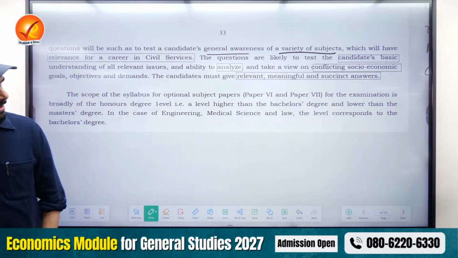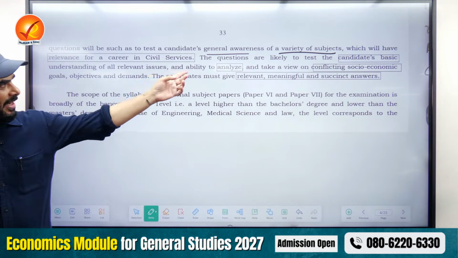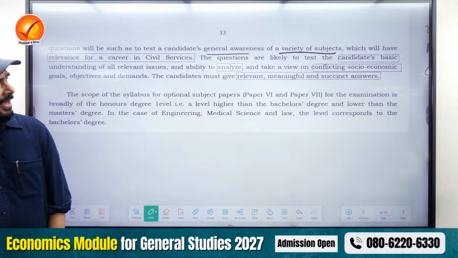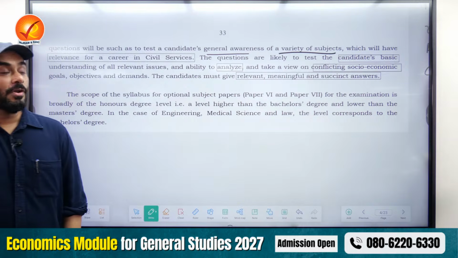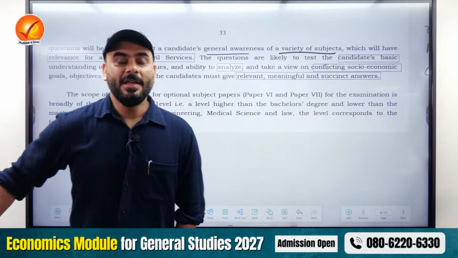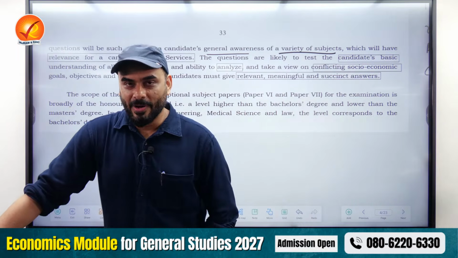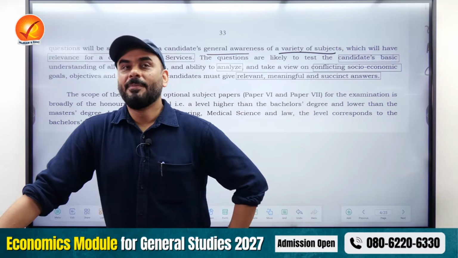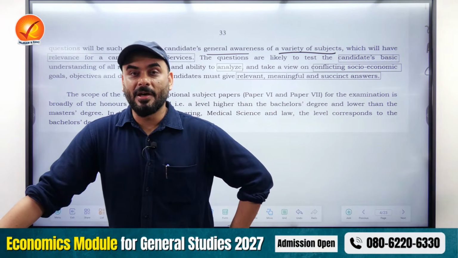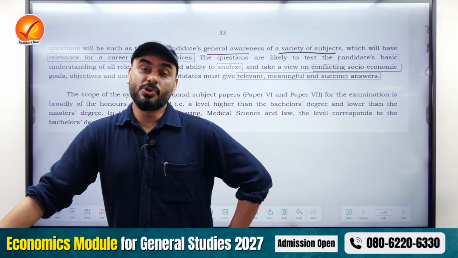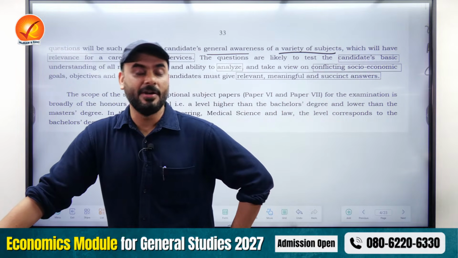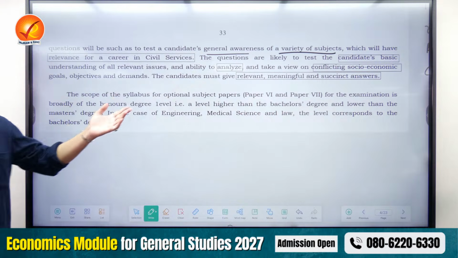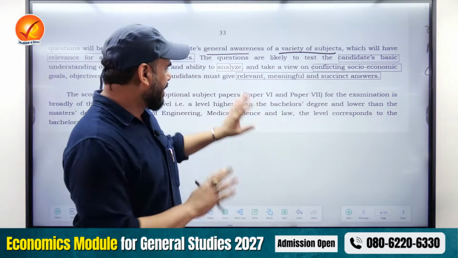Next, the questions are likely to test candidates' basic understanding of relevant issues and ability to analyze. The key word here is analyze, that you must be able to analyze things in the right perspective and take a view on conflicting socio-economic goals. Is reservation required or not required? Conflicting views are there, and UPSC says, I will test you on conflicting views, because that will show me how logically you can argue, whether you can apply the constitution, social justice, and the ideas that the country stands for. That is the reason they will test you there. And they're saying that you should write relevant things, meaningful things in the exam. This is largely the idea.